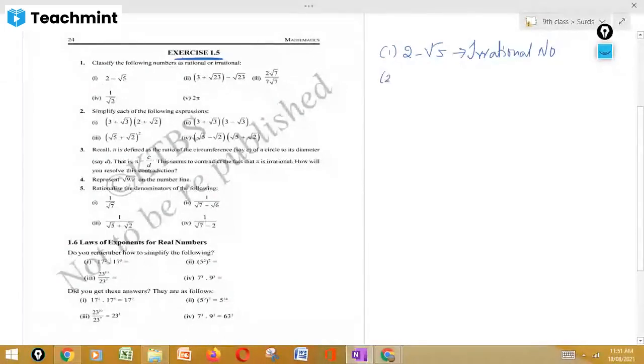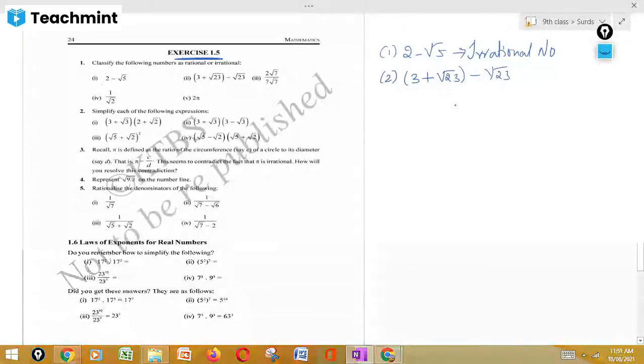Now the second example: 3 plus root of 23 minus root of 23. Which kind of number is it? Rational. Why will it be rational? Sir, in the bracket there is a rational and an irrational number, so the answer will be irrational, and after completing the bracket, irrational number minus irrational number, we get a rational number.